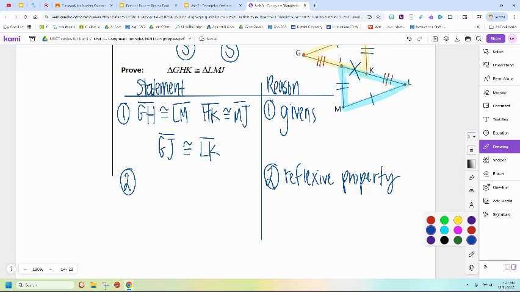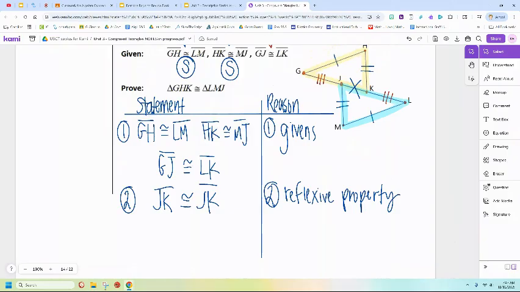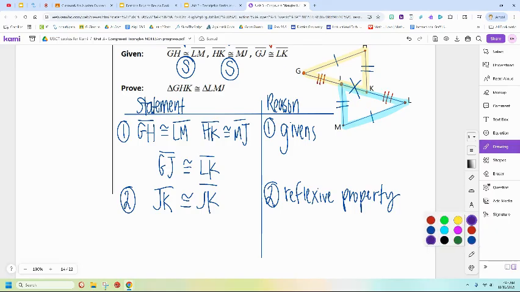And I'm just going to put JK is congruent to JK. Okay, so now I'm ready to get my final set of sides. And my final set of sides will happen when I add, and I don't know how to do this without drawing so much stuff on here. I have to add this piece to this piece, right? And I have to add this piece to this piece to get the full set of sides.